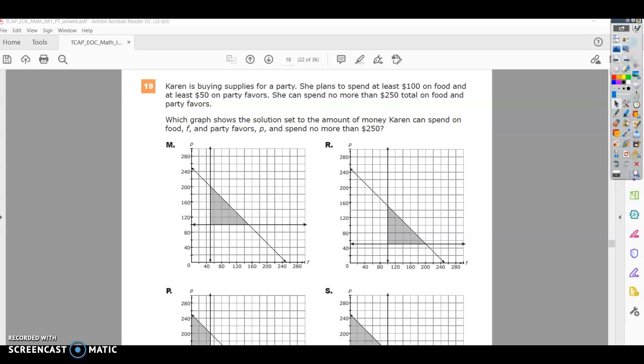Math 1 EOC Practice Test number 19. Karen is buying supplies for a party. She plans to spend at least $100 on food and at least $50 on party favors. She can spend no more than $250 total for food and party favors. Which graph shows the solution set of the amount of money Karen can spend on food and party favors and spend no more than $200?